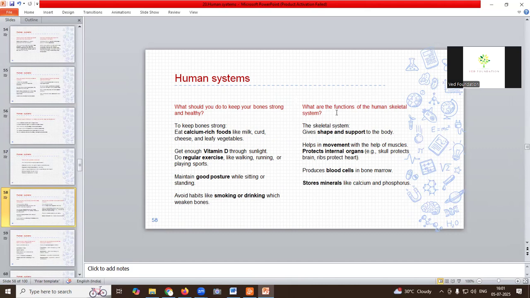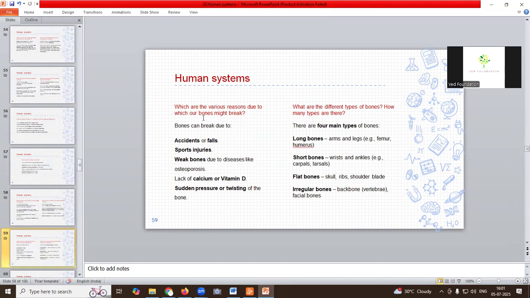Next question is, what are the functions of human skeletal system? Functions of human skeletal system are: give shape and support to the body. It helps in movement with the help of muscles. Skeletal system protects internal organs. It produces blood cells in bone marrow. Long bones में blood cells produce होते हैं. It stores minerals like calcium and phosphorus.